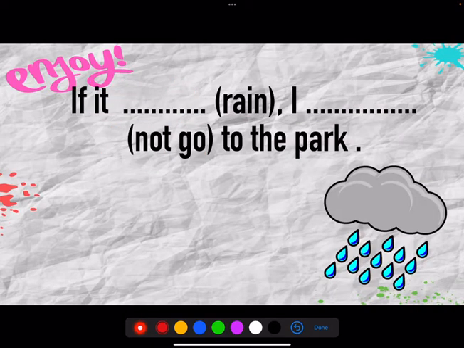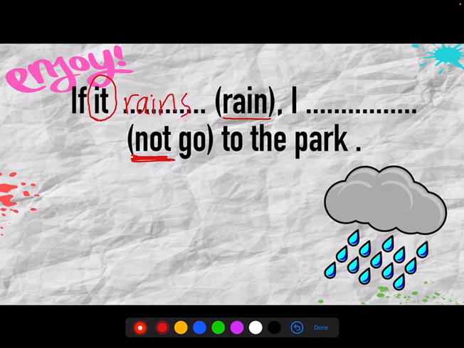Let's have the other example. If it rains, so now you have to correct the word rain. I not go to the park. So pay attention, not here. You have to find the negative form. If it rain, so I have the pronoun it, and I have the verb rain. So I have to add something because I have it, so it will be rains. If it rains, again, present simple.